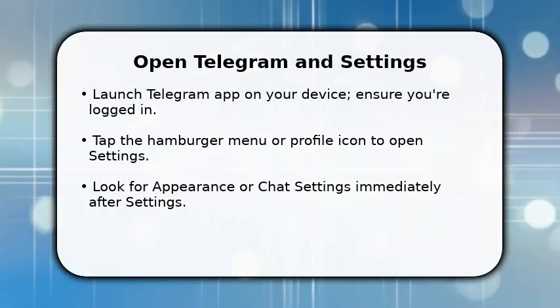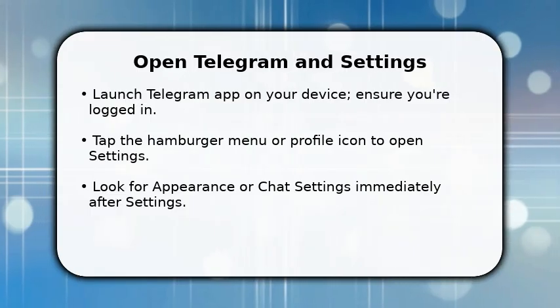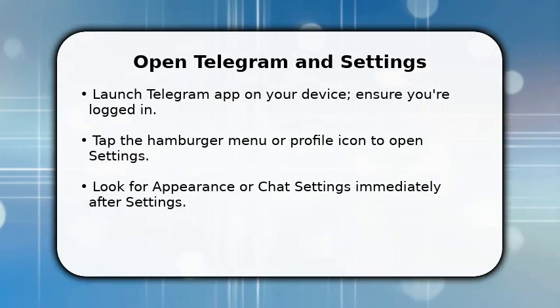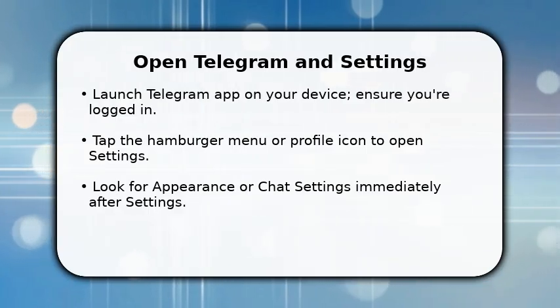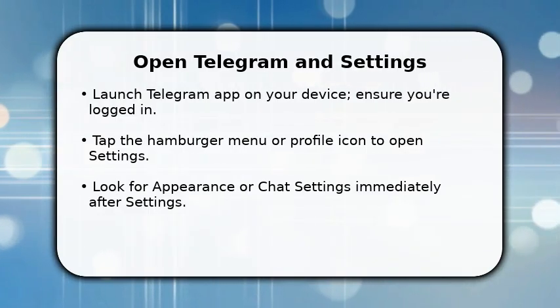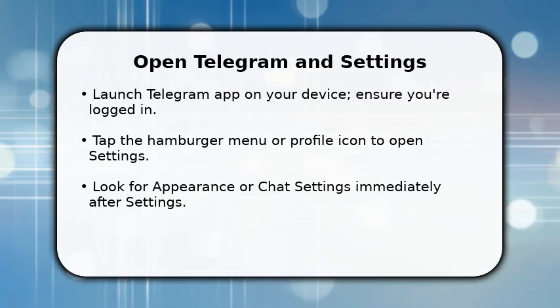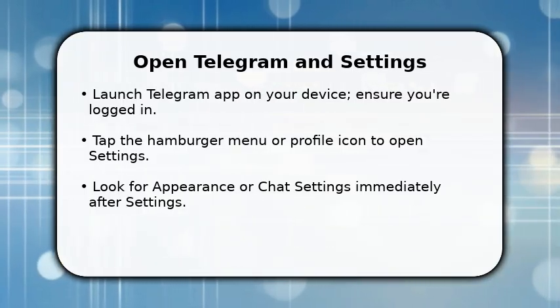You start by opening Telegram and signing in if needed. Once done, tap your profile photo or the three-line menu to expose the main settings. From Settings, go straight to Appearance or Chat Settings. This area controls themes and colors for chat backgrounds and interface elements.